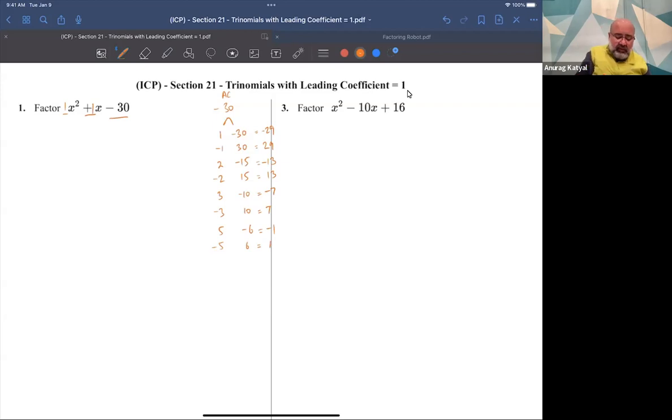With the AC method, we can jump directly to our answer. The answer will be x minus 5, x plus 6. That's it. Where do the negative 5 and the 6 come from? They come from right here.